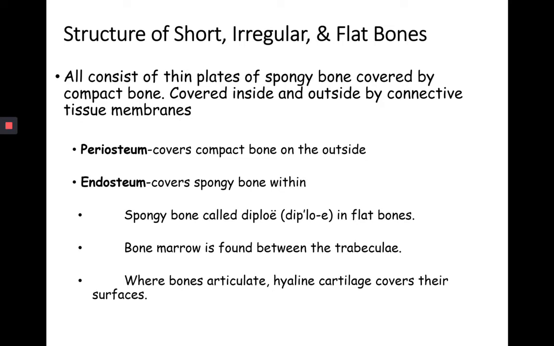Something that gets introduced to bone is connective tissue on the inside, and that connective tissue covering would be the endosteum. It generally covers spongy bone, which is found more within compared to the compact bone. Again, in flat bones, we have spongy bone called diploë. Bone marrow is found between the trabeculae, so we would have red bone marrow, especially in the epiphyses of long bones. And then where bones articulate, so that's where bones come together and form joints, you'd still have a little bit of hyaline cartilage left over.